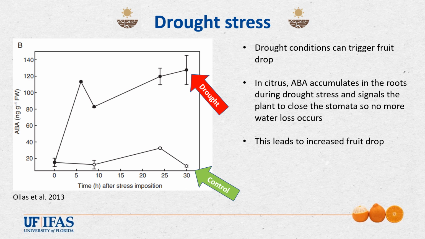In a matter of 5 hours, the ABA levels shot up in the roots, and after a short fall in ABA, they continued to rise for 30 hours. This data suggests that ABA accumulation can happen quite rapidly.